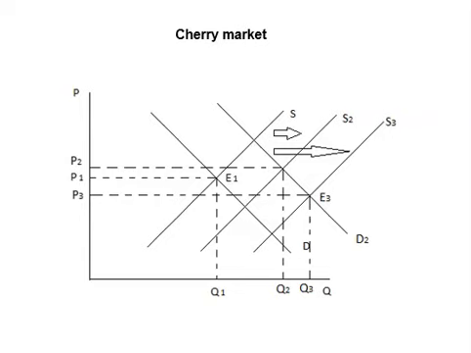Now the new equilibrium is actually at E3, where S3 cuts the new demand curve D2. The new equilibrium price is P3, lower than P1. The new equilibrium quantity is Q3, higher than Q1. So you can see that now the equilibrium price actually decreases even though the equilibrium quantity still increases.